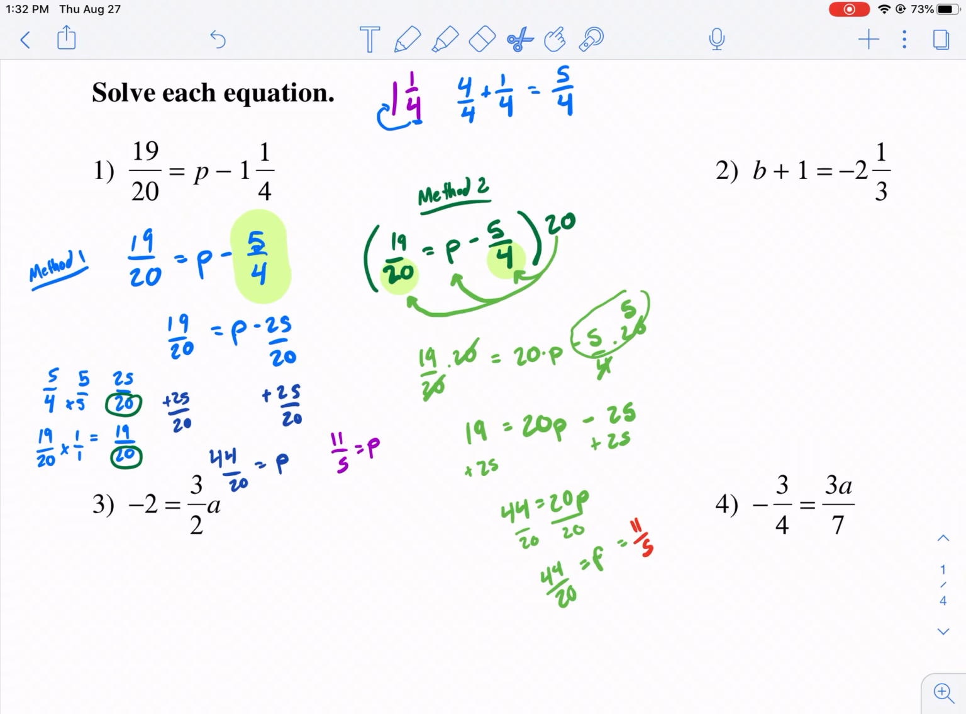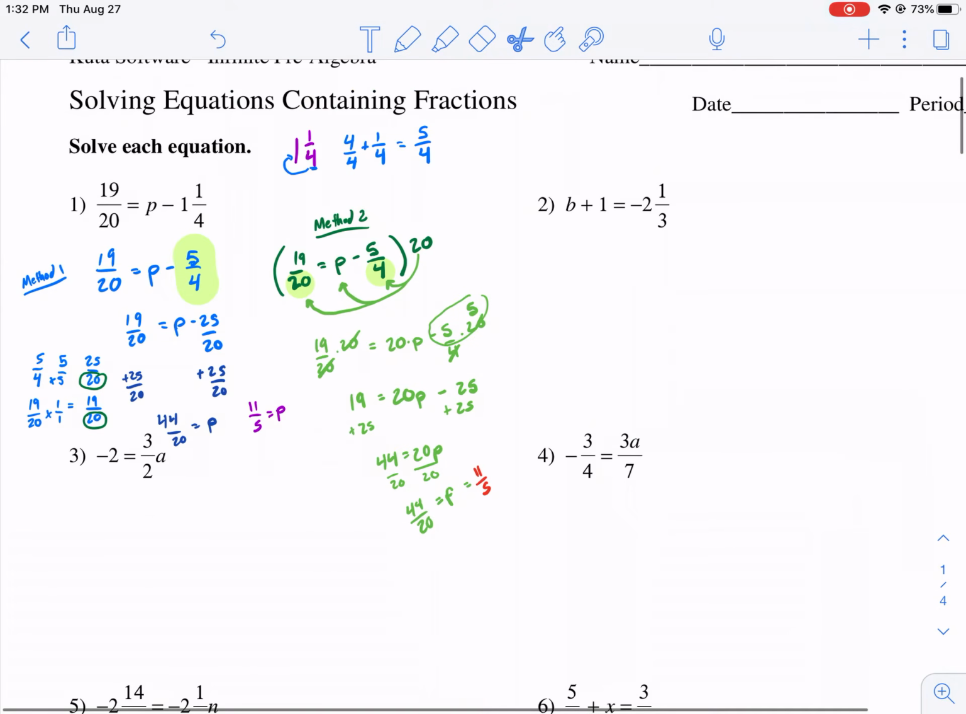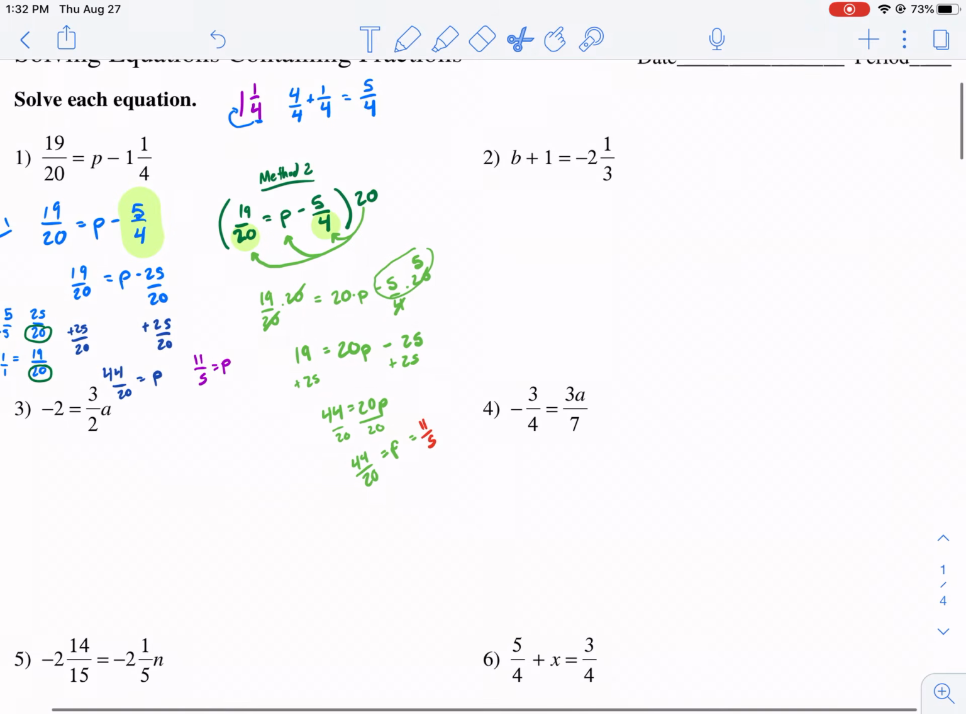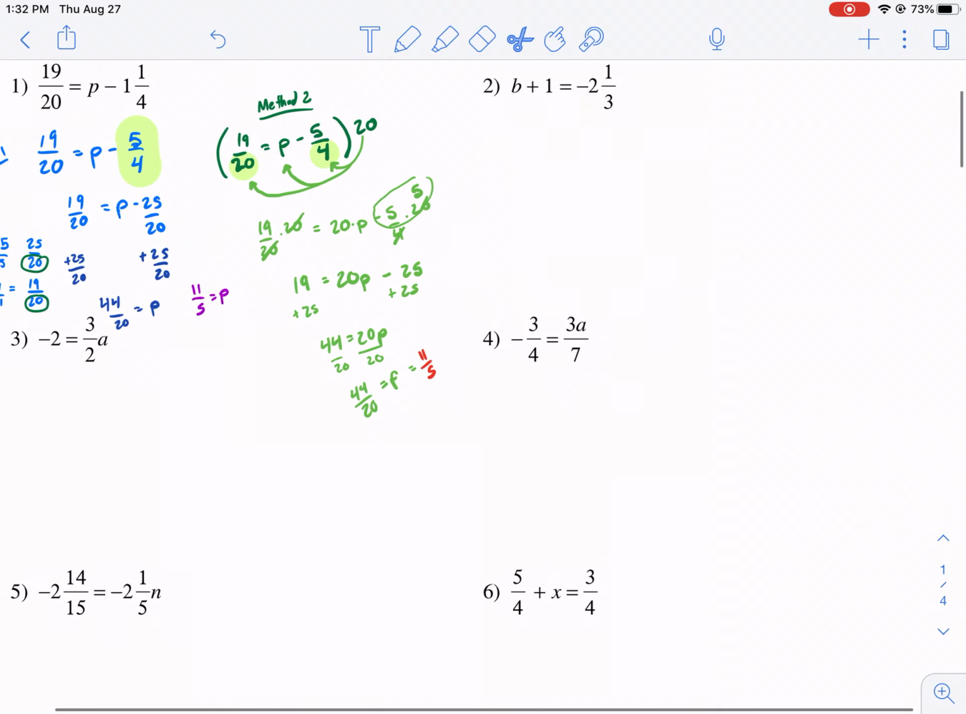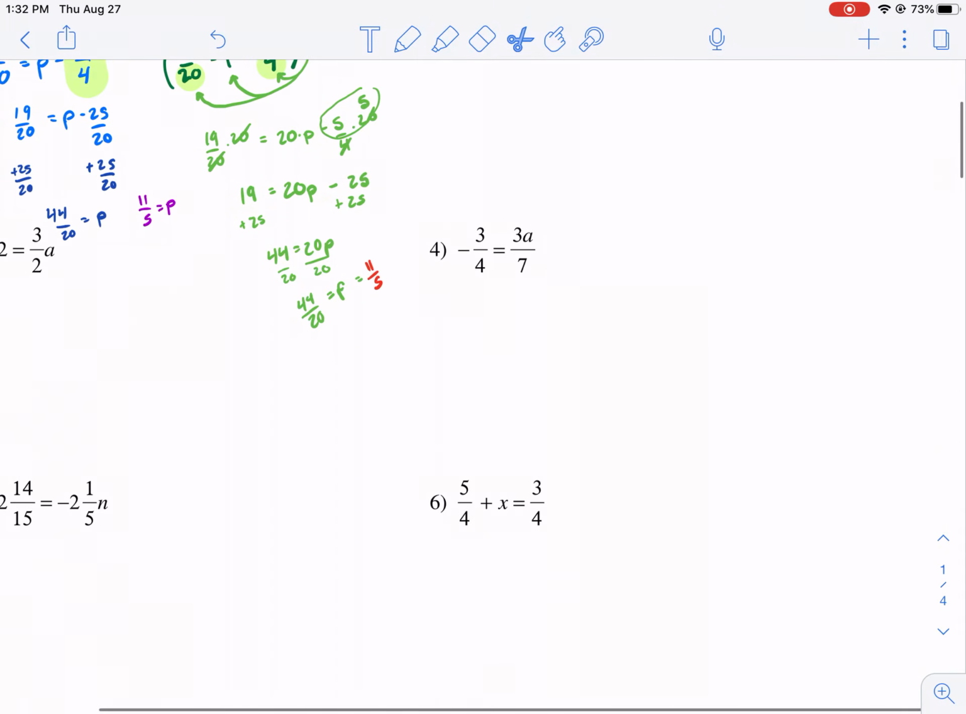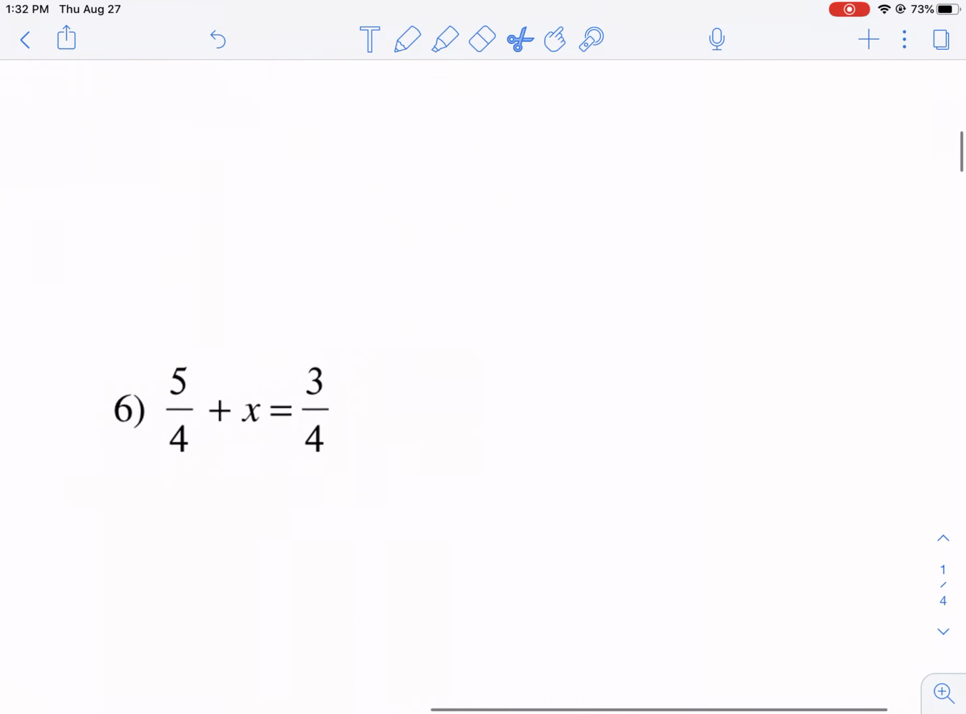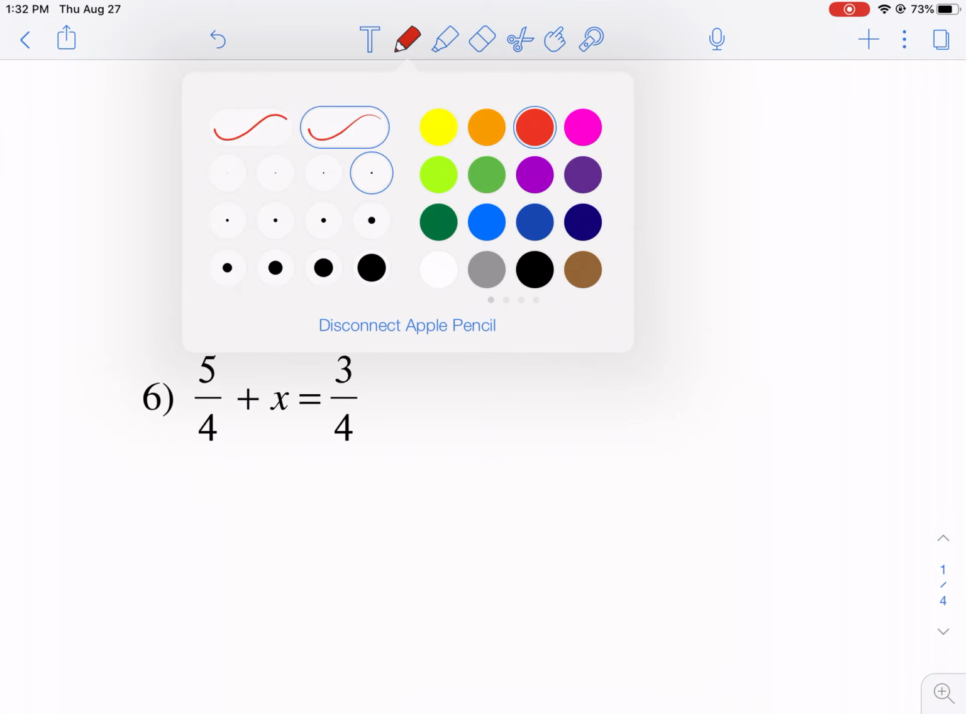So one, you have to really work on adding fractions, which a lot of people don't like. So if you want to avoid adding fractions, this is the way to go. And yeah, we can go ahead and apply this to some of these other problems. Number 6 is a great example of when you'd want to use this.